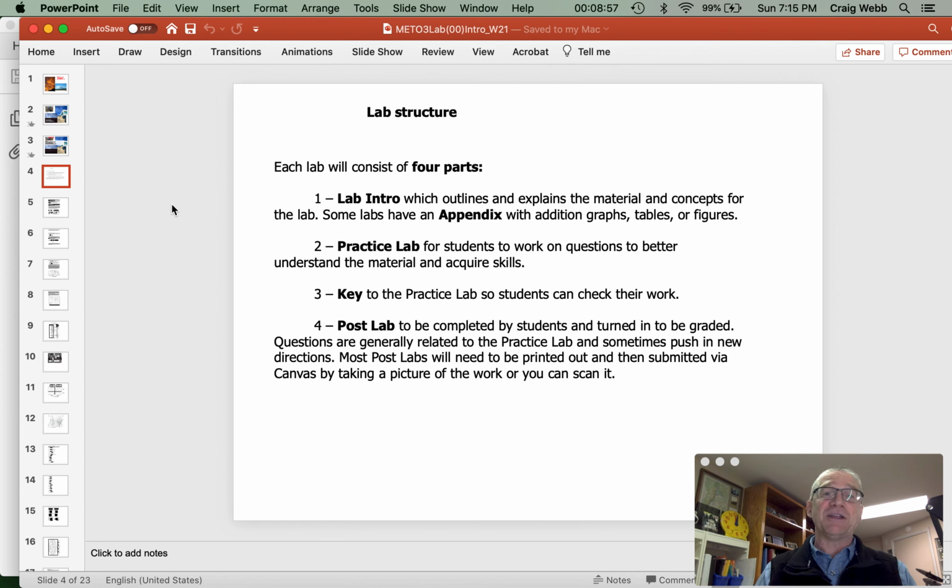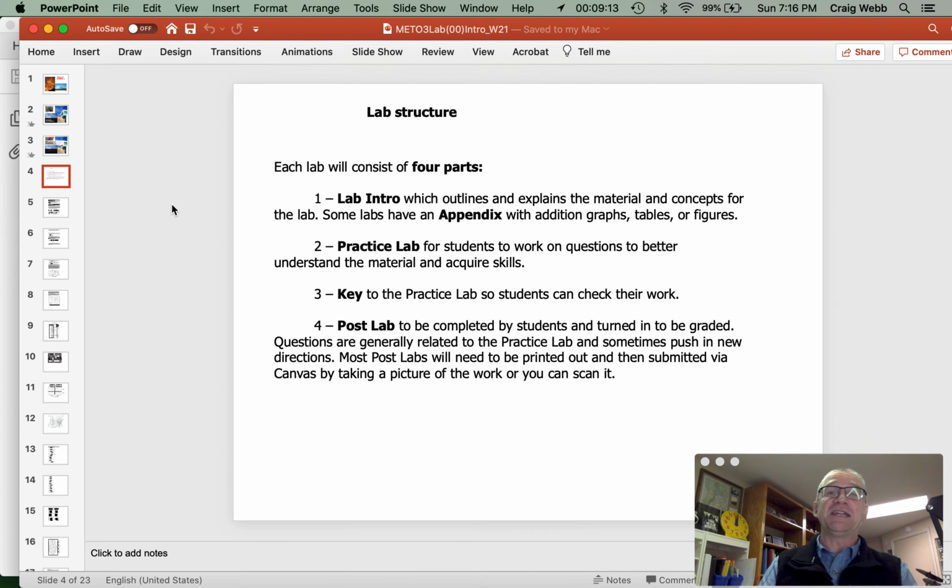The next part is the key. The key is the key to the practice lab. So basically, it's the answer key to the practice lab. So when you do the practice lab, give it your best shot. Then you have the key, the answer key, to look at to see if you got the answers right.